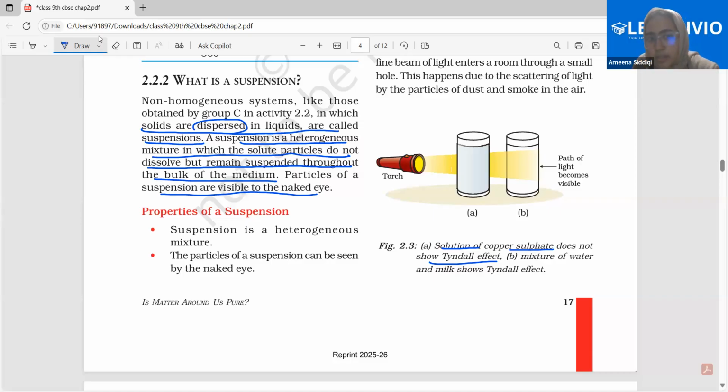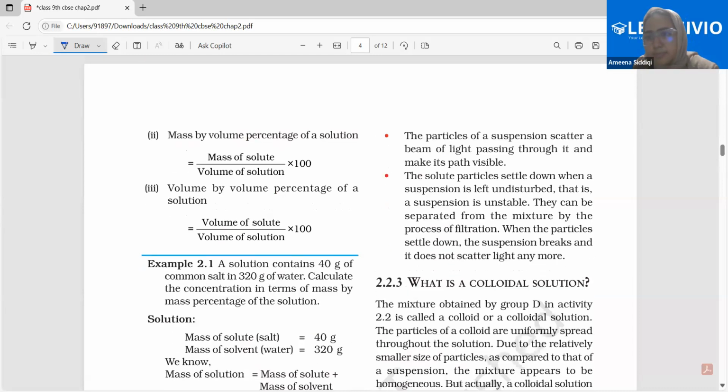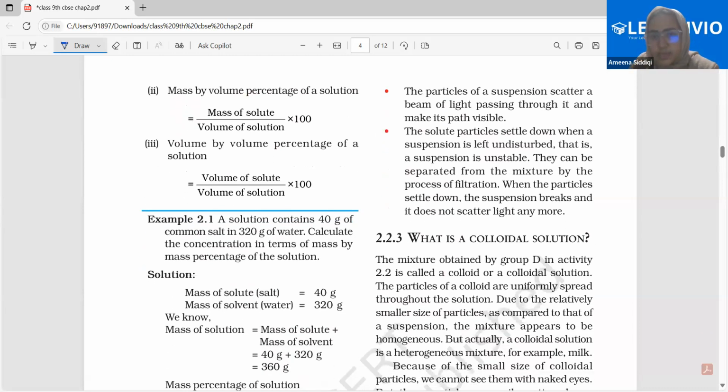What are the properties of the suspension? It's a heterogeneous mixture. Particles of a suspension can be seen. Good. What is the size of the particles here? More than 1000 nanometers. The particles of a suspension scatter a beam of light passing through it and make its path visible. Therefore, it shows the Tyndall effect.